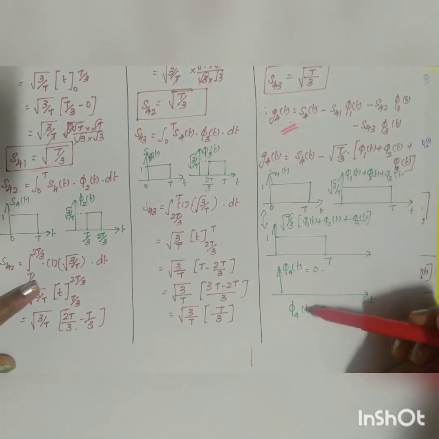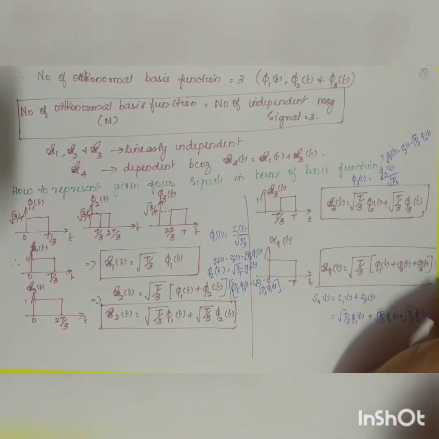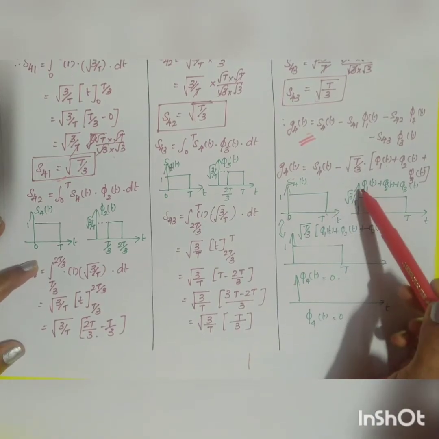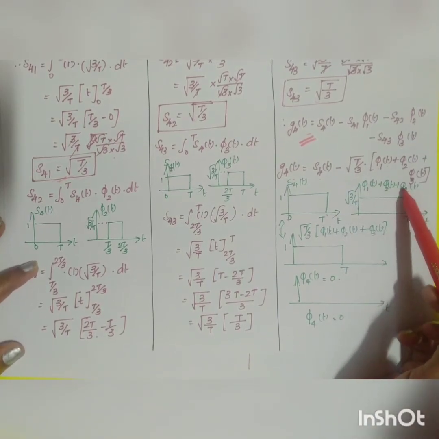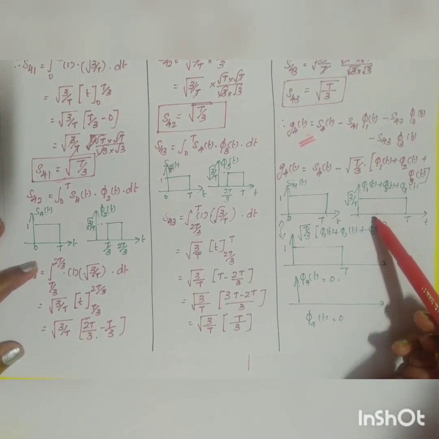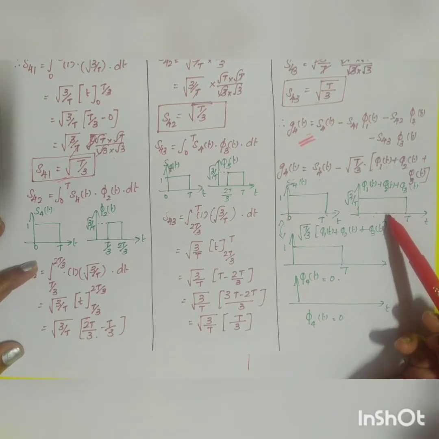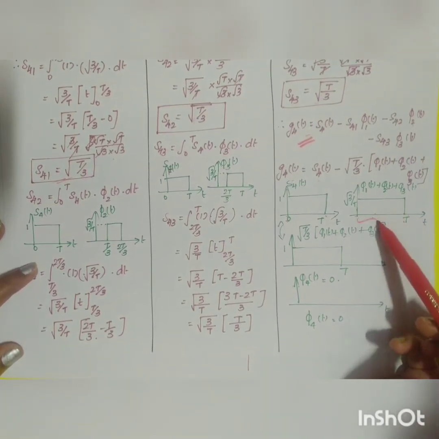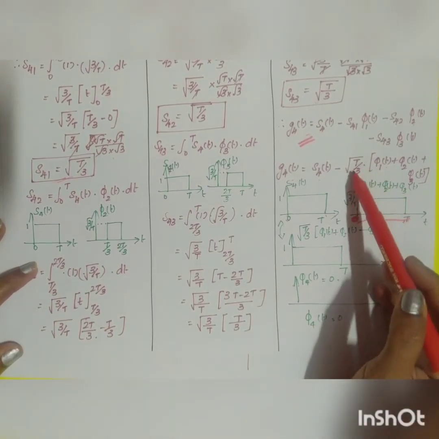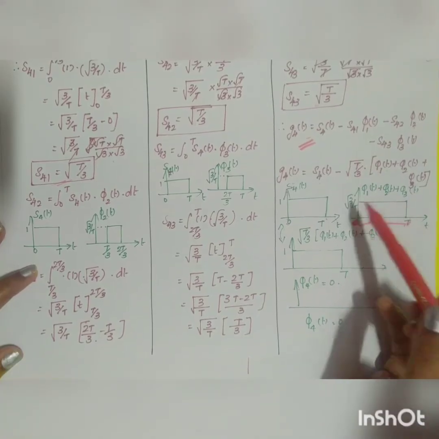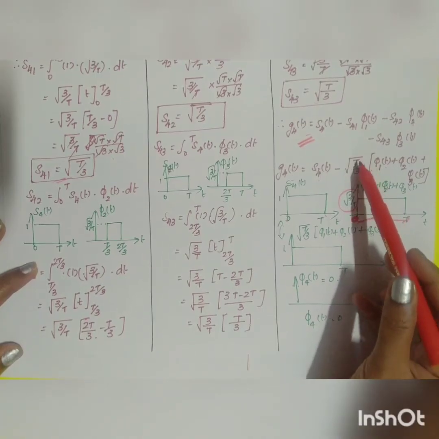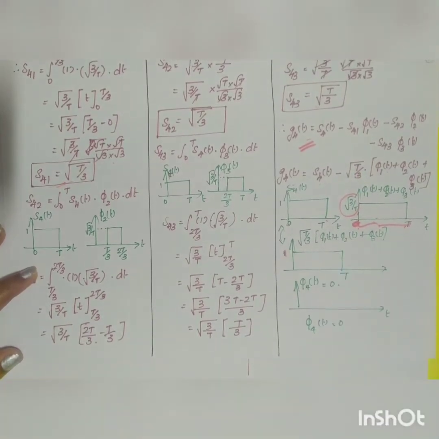Now you have to find out, diagrammatically you are representing. So if I take it diagrammatically, this will be your S4 of t, 0 to T. What will be your phi 1 of t plus phi 2 of t plus phi 3 of t? So you will be getting, when you add the 3, 0 to T by 3, T by 3 to 2T by 3 and 2T by 3 to T, right? When you add all 3 together, you will be getting the time duration 0 to T. Again you have one more factor, root T by 3 into this, right? So here the amplitude is root 3 by T. When you multiply it with root T by 3, both will get cancelled, your amplitude will be equal to 1.